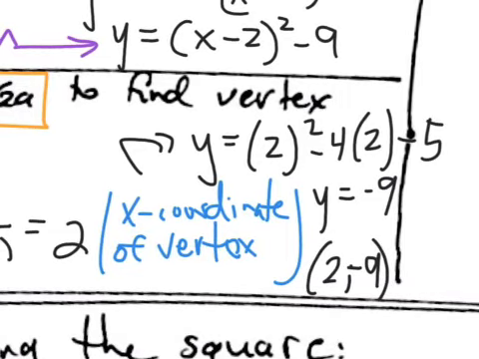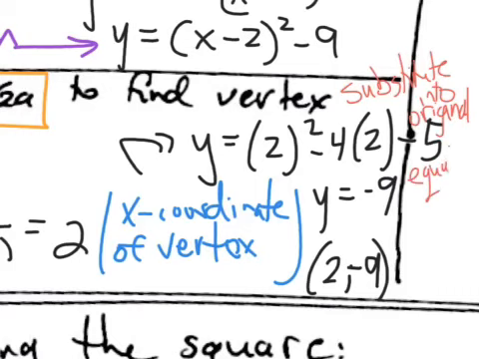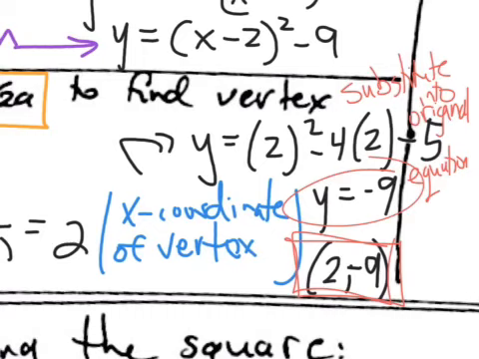So let's write that so you have it in your notes. Substitute into original equation, and this is to find the y-coordinate. So we get that y equals negative 9. So that would be our vertex of the parabola.